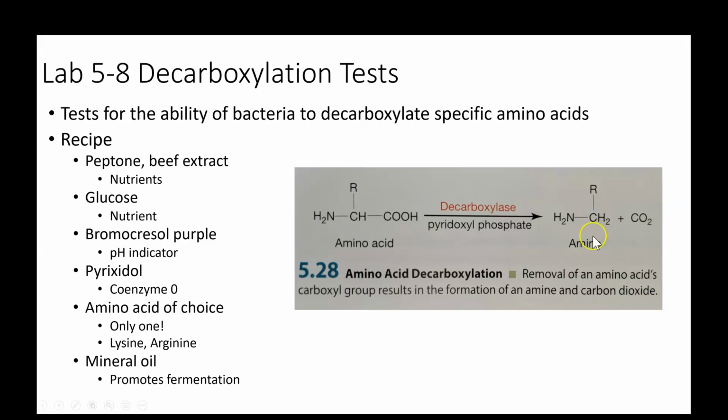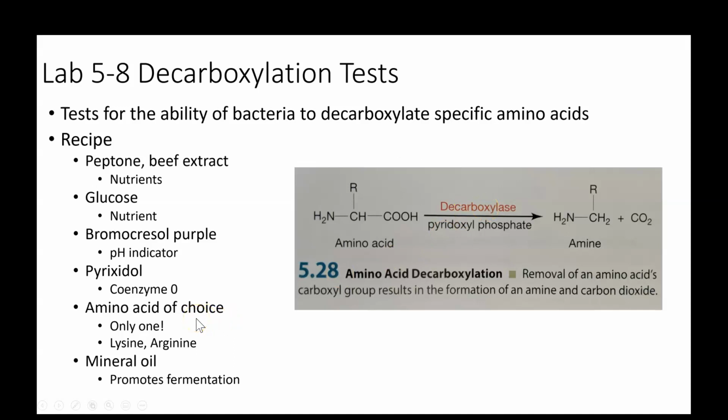So when we look at the recipe for this particular test, we have lots of nutrient sources. We have peptone, we have beef extract, we have glucose. We have our pH indicator, bromocresol purple. We also include pyridoxal, which is just an important coenzyme for those decarboxylases to work. You can see it right under here. So really this addition to the recipe just helps our decarboxylases work if they're there.